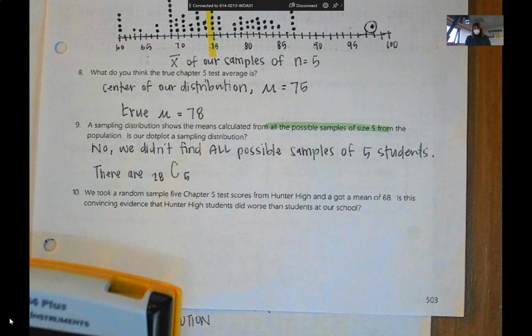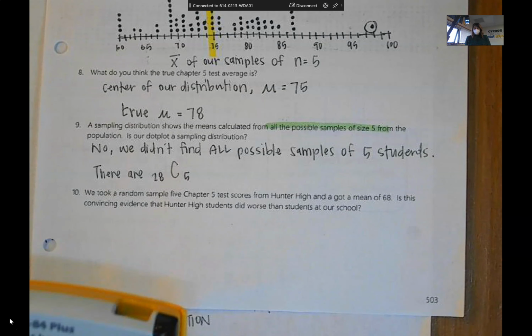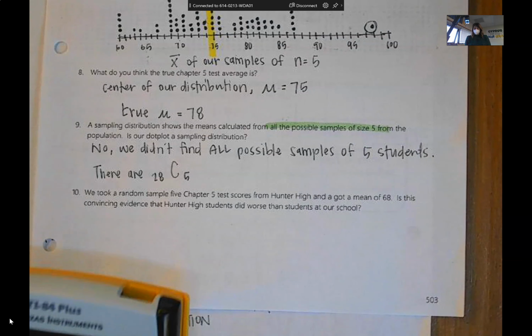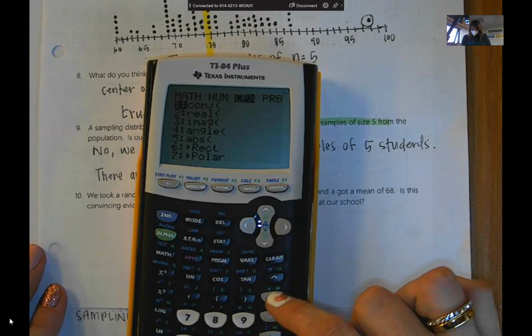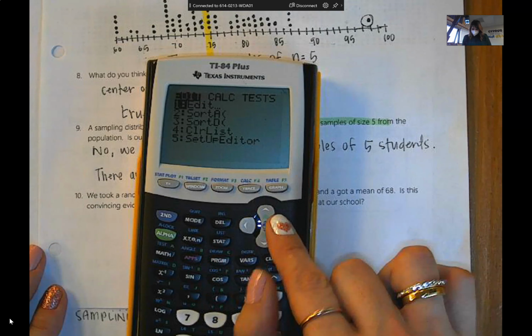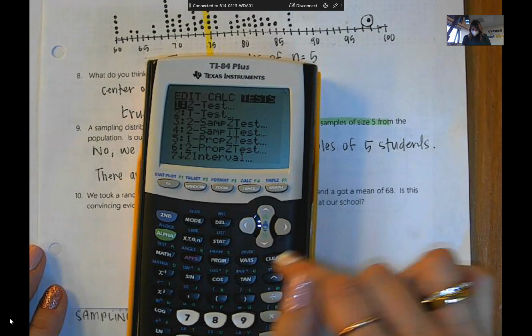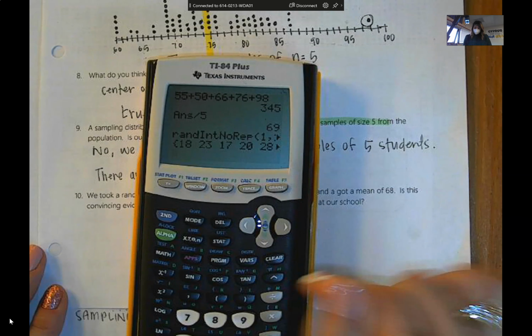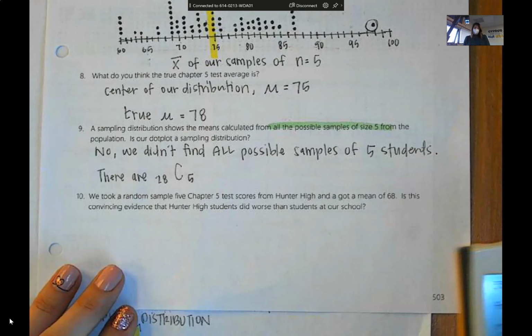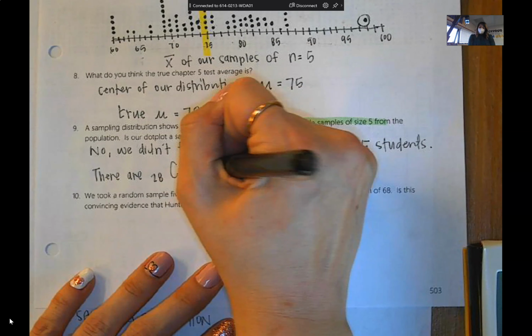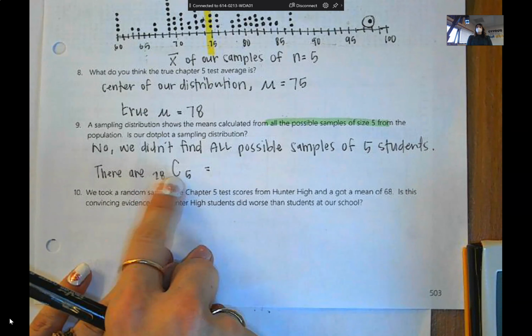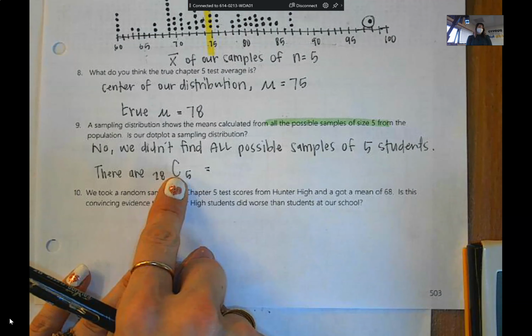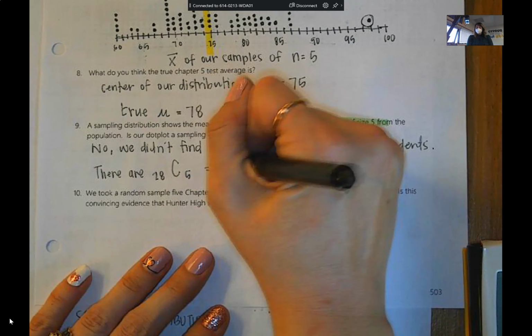There's a button in your calculator for this. Let me see if I can find it really quick. Does anybody know how you get to your catalog that lists things? Nope. I could find it, but I don't want to waste your time. Maybe I will on my own and then show you. There is a calculator button for this, and you type it in exactly like this.